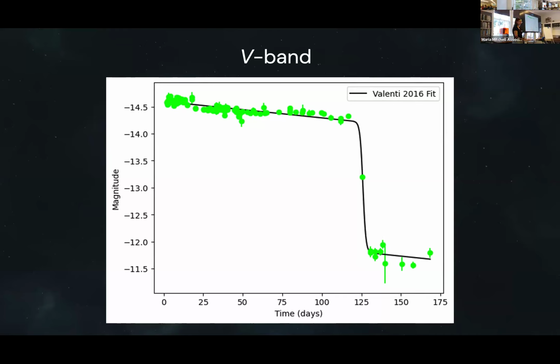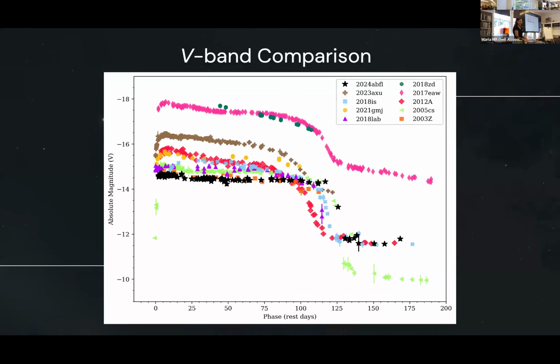So this is actually really useful. And here we can really distinctly see that plateau and the drop off. And we can also see that it reaches its peak magnitude at about -14.7, which is really dim, even for a low luminosity event. And we can see that when we compare it against a sample of larger supernova, which we're going to do here.